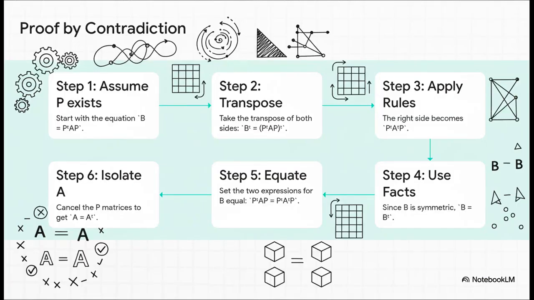We start by assuming our matrix P exists, which gives us our starting equation. Okay, now, here's the key move. We take the transpose of both sides. Now, we have to remember two crucial facts from the case file. B is symmetric, which means B equals B transpose, and we know P is invertible. So when we use those facts to set our two expressions for B equal to each other, we can just cancel out the P matrices on both sides, and what does that leave us with? A pretty stunning conclusion. A equals A transpose.